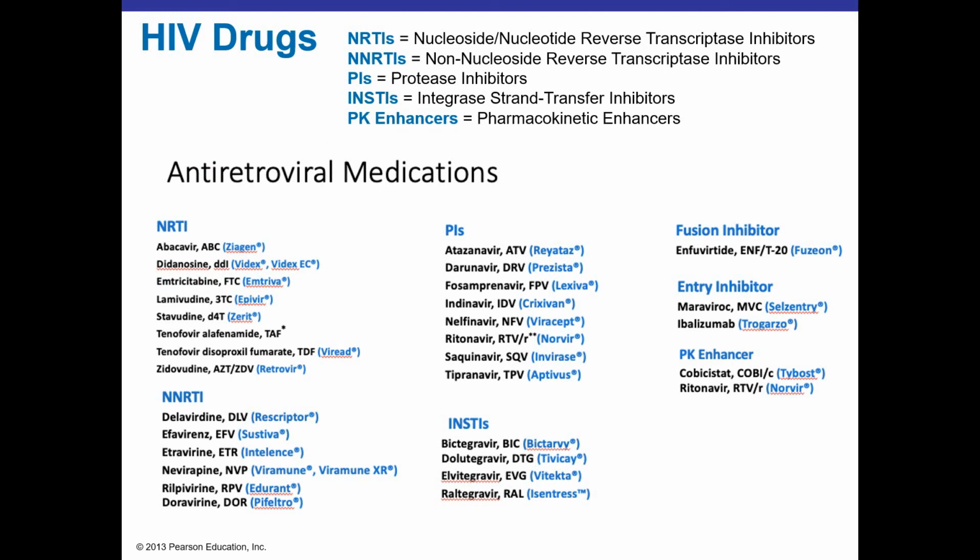As I said, much of what we have developed has come from the AIDS epidemic. So this is a list of just some of the HIV drugs. So we see the nucleoside, nucleotide, reverse transcriptase inhibitors, some non-nucleoside reverse inhibitors as well, protease inhibitors, integrase inhibitors, and some of the newer pharmacokinetic enhancers, as well as those fusion inhibitors and inhibitors of entry. So these are going to be the classic antiretroviral medications.